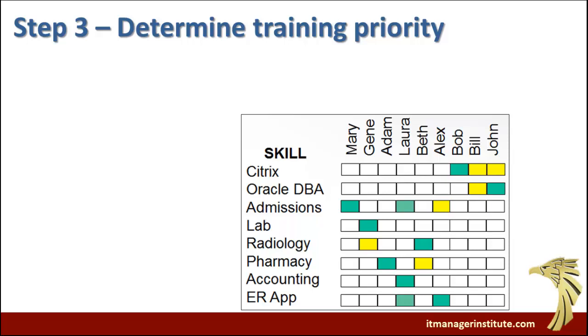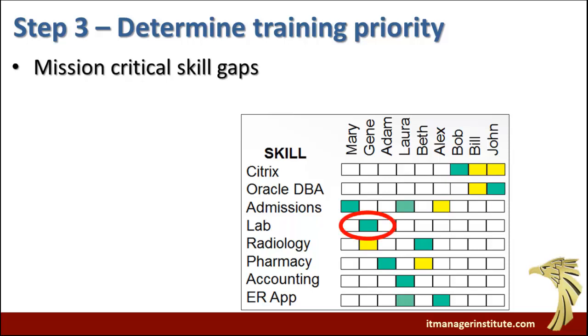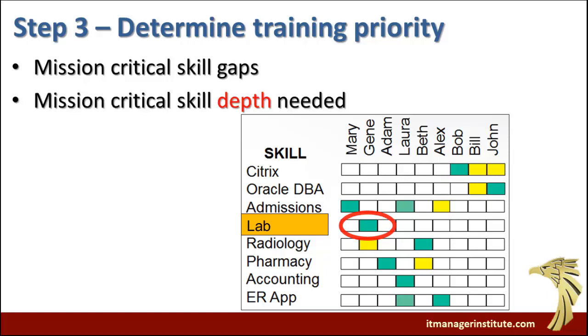To determine the training priority, there are a couple of things that you want to look at first. First, we want to attack our mission critical skill gaps. I just mentioned lab is a mission critical skill. I only have one person who has knowledge in that area, and that's Jean. So we need to develop some expertise in lab for sure.